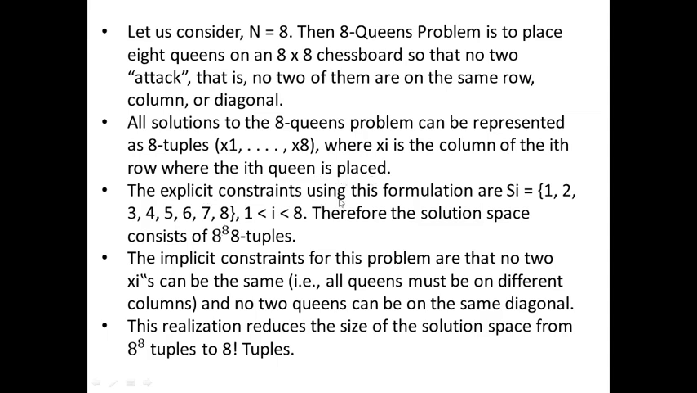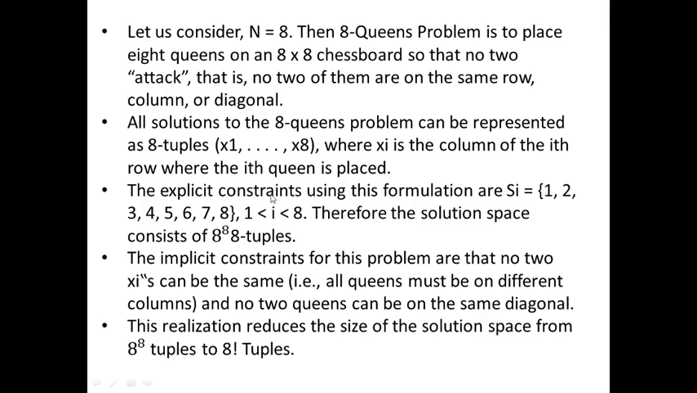The explicit constraints using this formulation are Si equal to 1, 2, 3, 4, 5, 6, 7, 8. This is the solution vector where i is greater than or equal to 1 and less than or equal to 8. Therefore, the solution space consists of 8 raised to 8 tuples. The implicit constraint is that all queens must not be in attacking position. No two queens can be on the same diagonal. This bounding function reduces 8 raised to 8 tuples to 8 factorial tuples. That means the solution space has been reduced from 8 raised to 8 to 8 factorial.